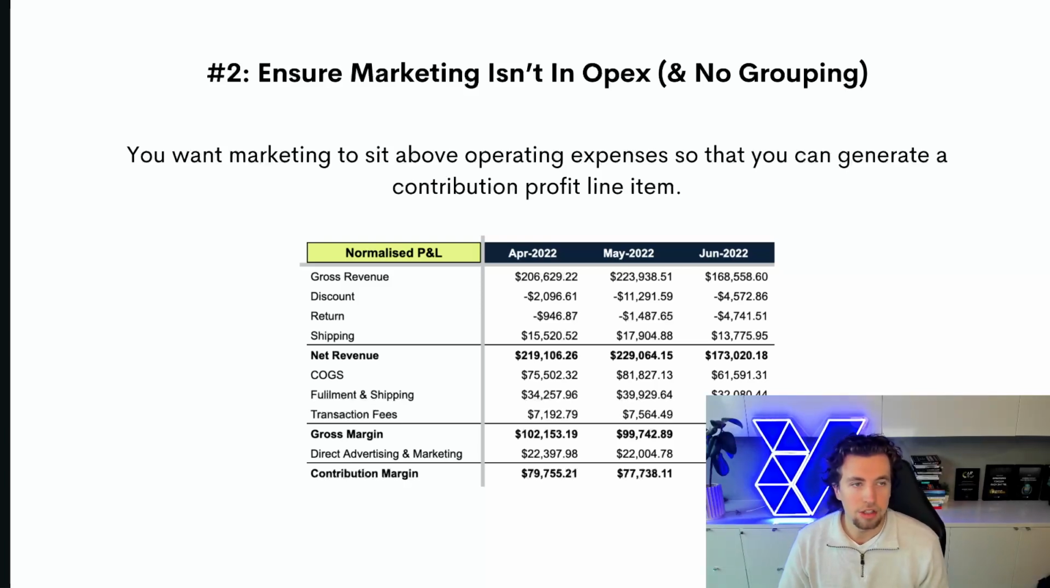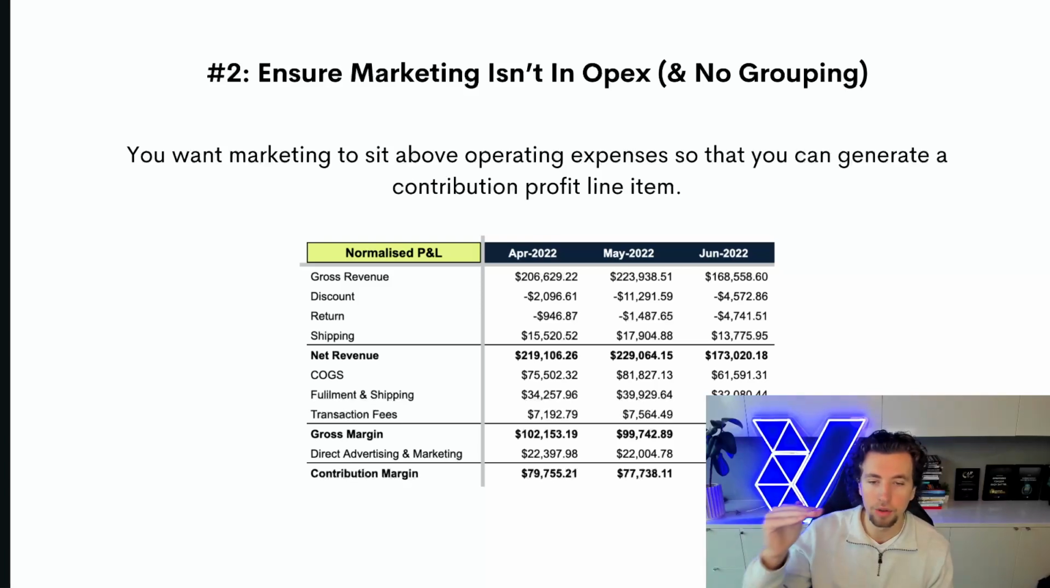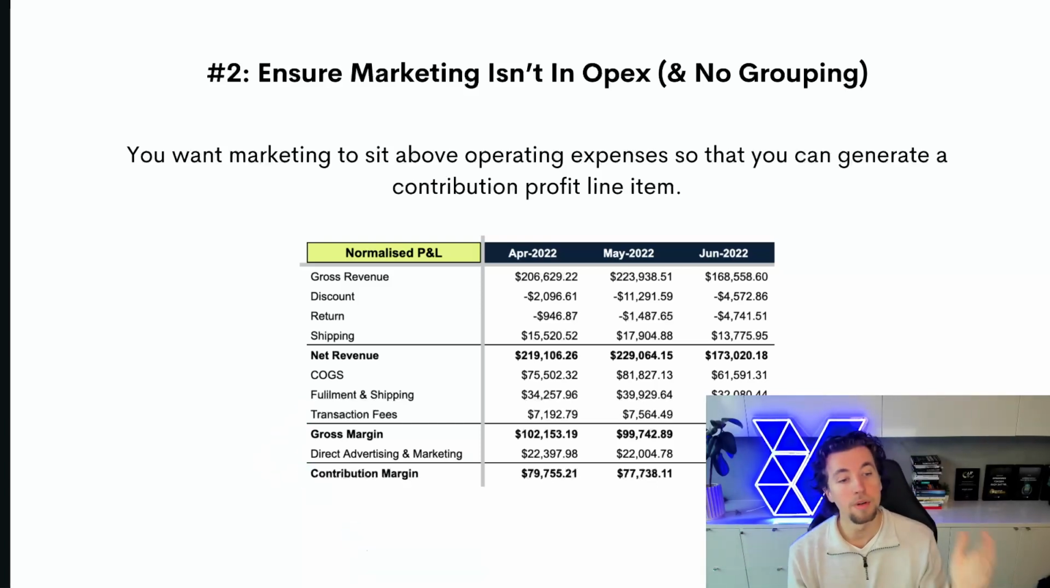Number 2 is you want to ensure that marketing isn't looped in with operating expenses and that you're also not doing any grouping here. So starting off with Opex, you want marketing to sit above your operating expenses so that you can generate a contribution profit line item. Rather than just having net revenue, gross margin, and then EBITDA, it's important to have net revenue, gross margin, contribution margin, and then EBITDA. Contribution margin is your gross margin minus direct advertising and marketing expenses. And so this is the amount of contribution profit that needs to be generated to then cover your Opex.